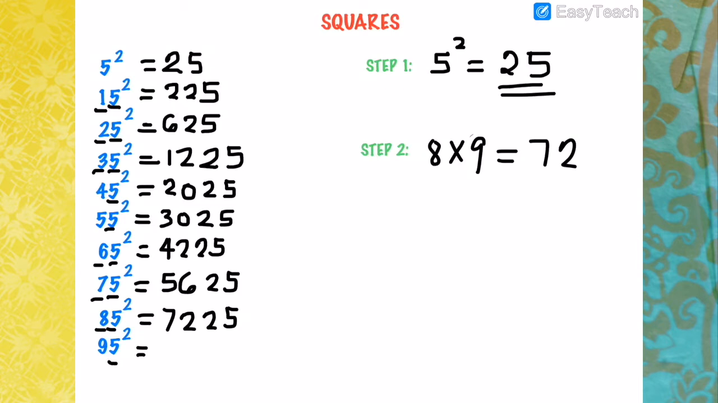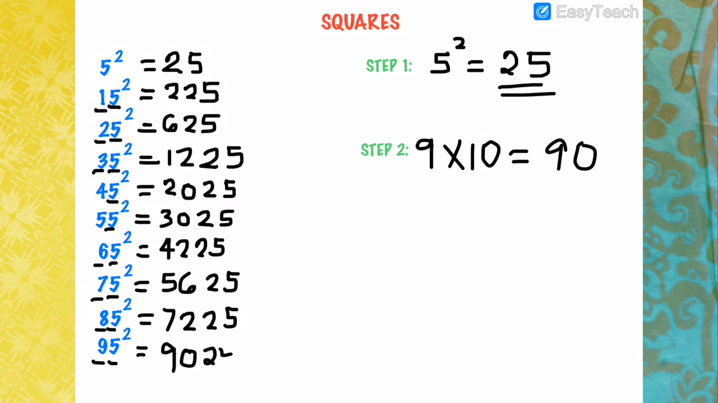Now the last example that we have, 95. Again, the square of 5 is 25, followed by the number after that, which is 9. We will multiply 9 by the next number, which is 10. That will give us 90. Therefore, 95 squared would be 9025.